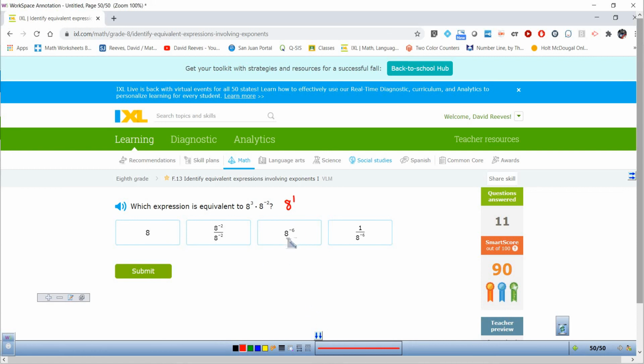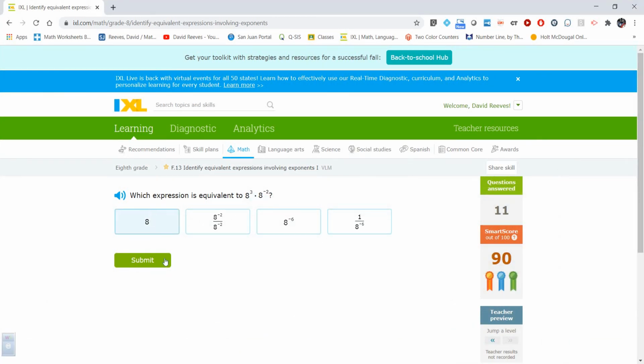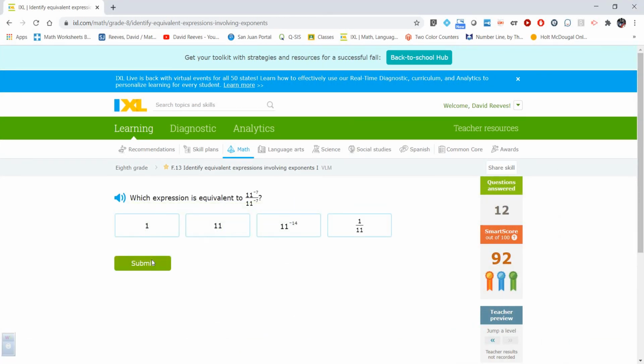That's none of our choices, is it? 8 to the 1st power? Because all I did was 3 plus negative 2 and made it 1. Oh, wait. 8 is 8 to the 1st power. What am I thinking? That is our choice right there. What? They call this the challenge zone? My goodness gracious.